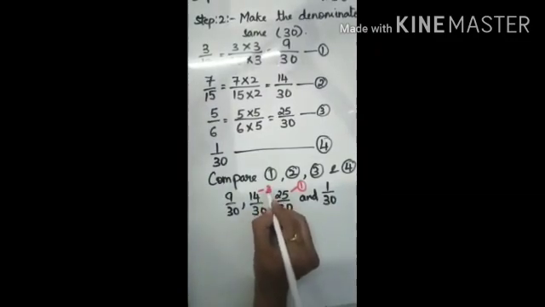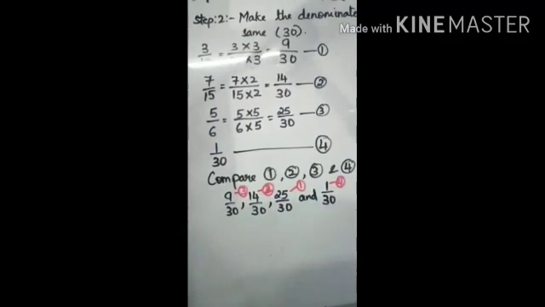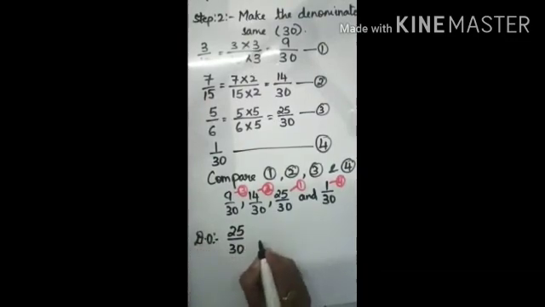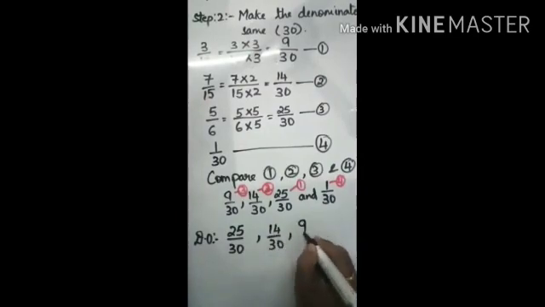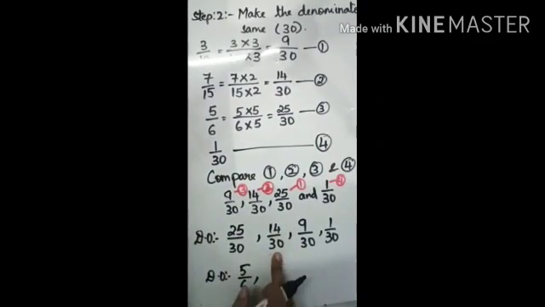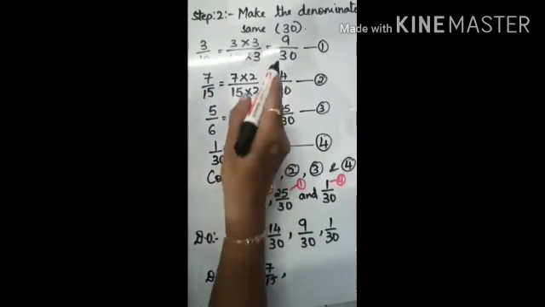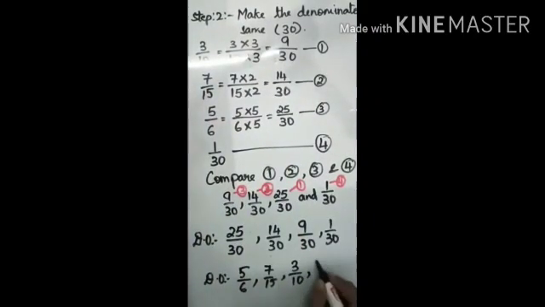The next is 14 by 30. The next is 9 by 30, and the last is 1 by 30. Now we write these in descending order: 25 by 30, 14 by 30, 9 by 30, and the last one is 1 by 30. But in the question, are these fractions asked? No. So what is 25 by 30? That is nothing but 5 by 6. What is 14 by 30? 7 by 15. 9 by 30, 3 by 10. And the last one is 1 by 30 as it is. This is the required descending order of the given unlike fractions.